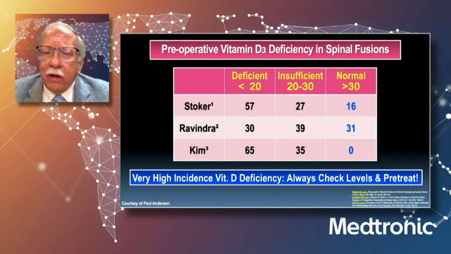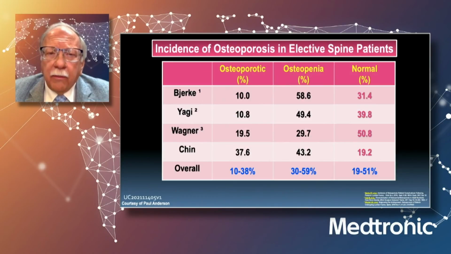There's absolute evidence that shows that preoperative vitamin D deficiency is very common. So you should always check these patients preoperatively because it does help with fusion. Also, when you look at the incidence of osteoporosis in your operative patients, 45 to 60% of the people will have poor bone health, which is a lot. That should be treated preoperatively if you have an opportunity.